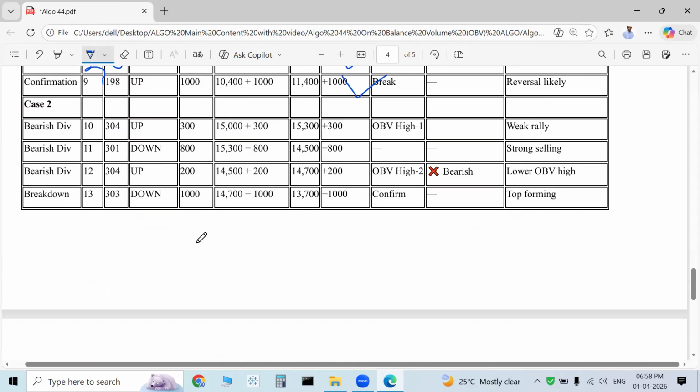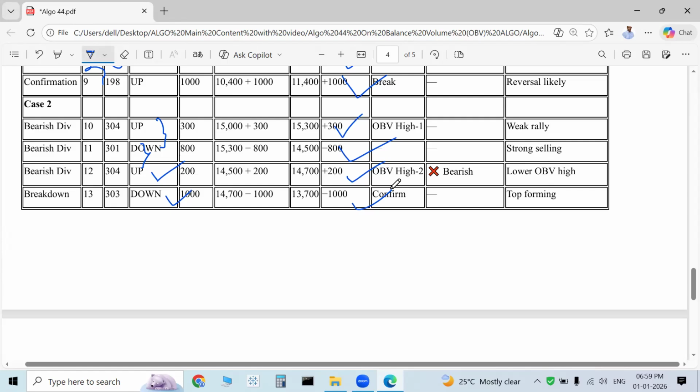Now here, bearish divergence. In the bearish divergence, when the stock moves up, the OBV is low. But when the stock moves down, the OBV is very high, or we can see the OBV slope is increasing. Again, price moves up, OBV is low. Price moves down, OBV is very high. So you just need to catch what is happening with the OBV: whether OBV is increasing or decreasing with the price. If you are able to catch this, you can trade it very smartly with OBV.